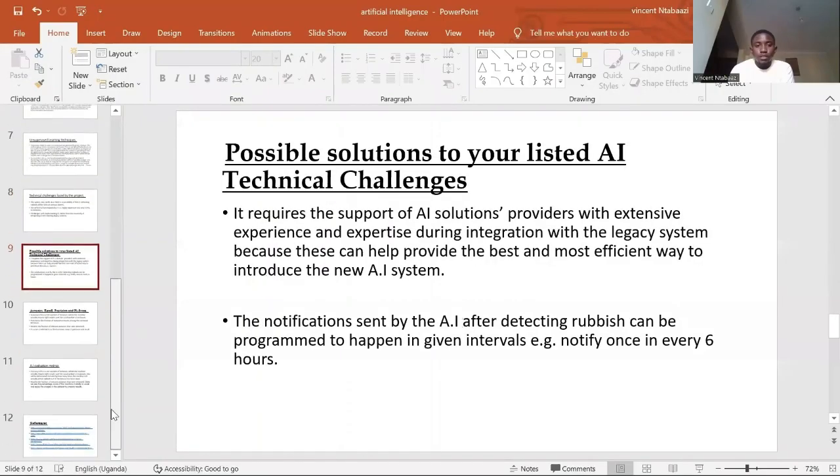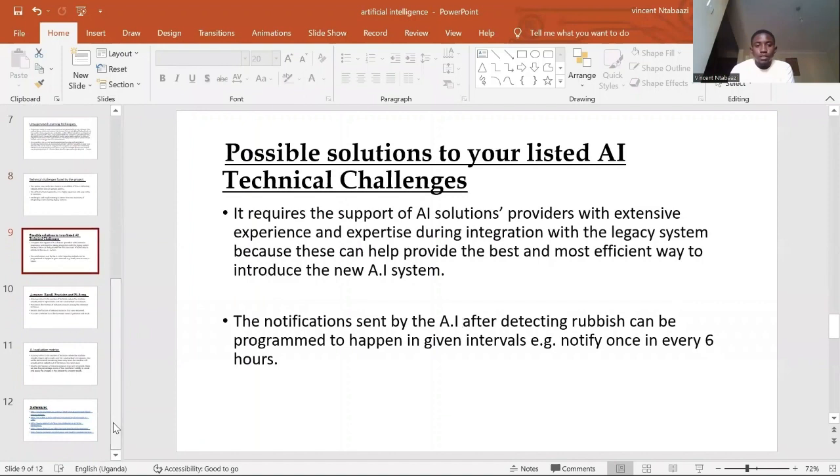Then possible solutions that I came up with, some of them were: it requires the support of AI solutions providers with extensive experience and expertise during integration with this system. This will help us a lot because they will be here and they will be able to advise here and there on what we can be doing.